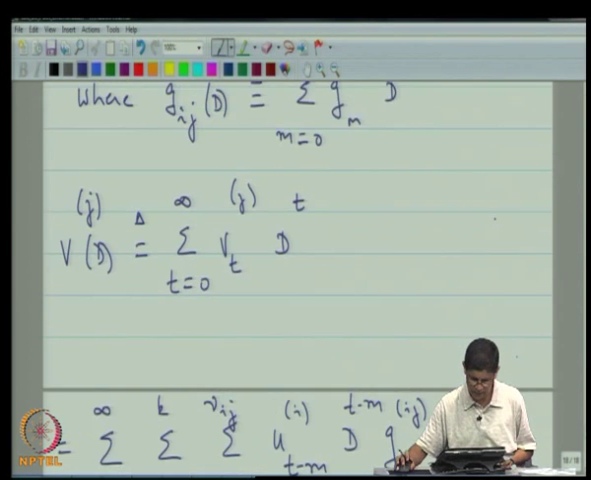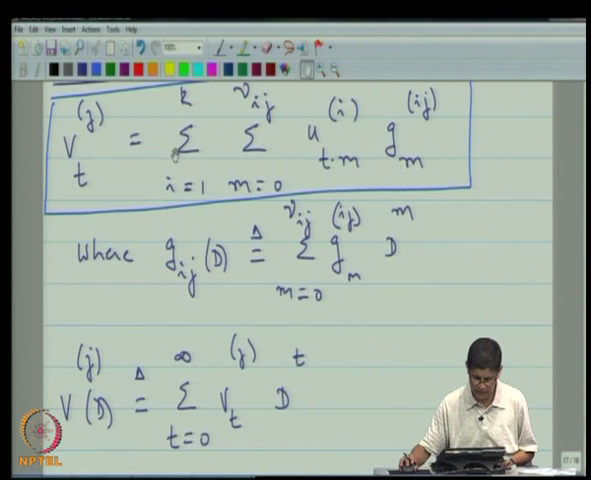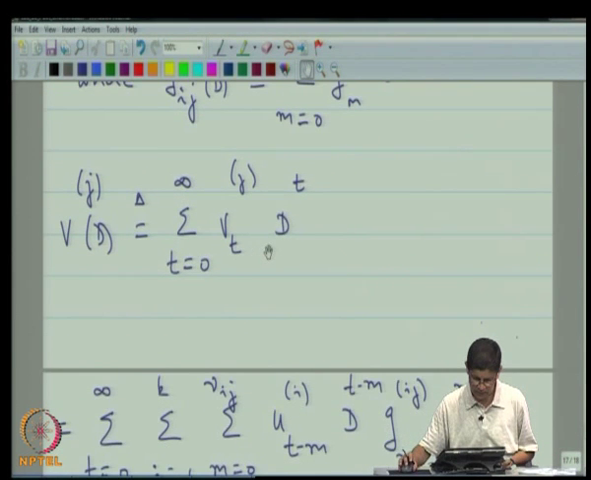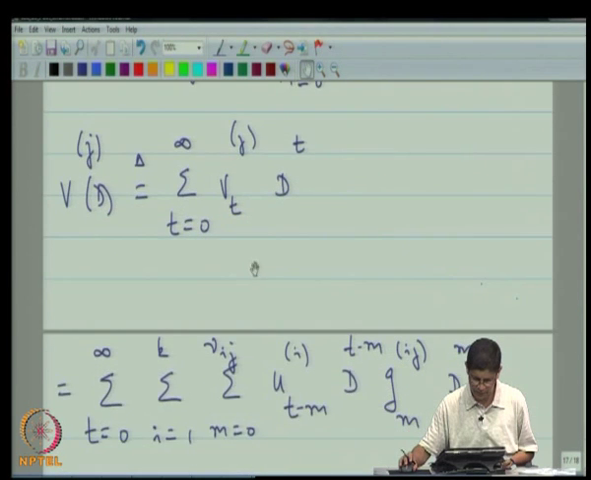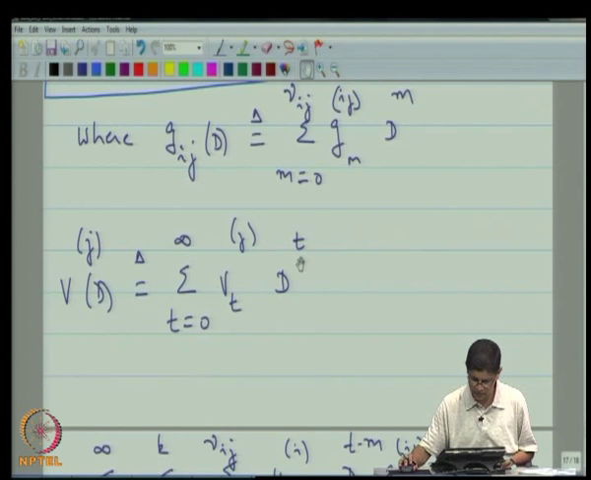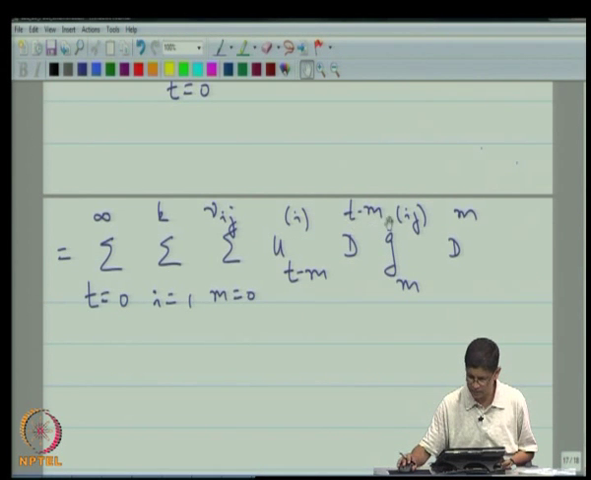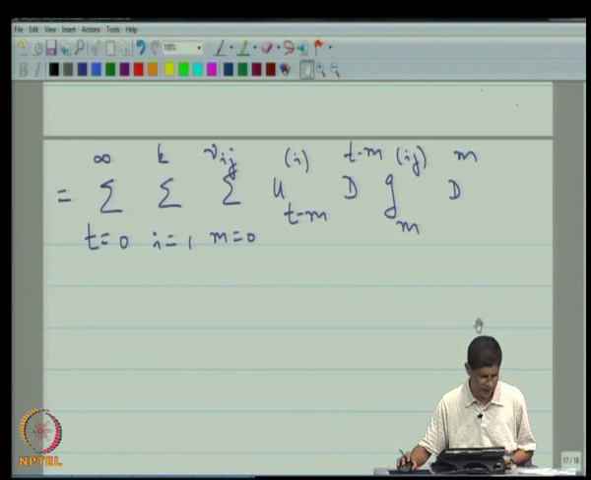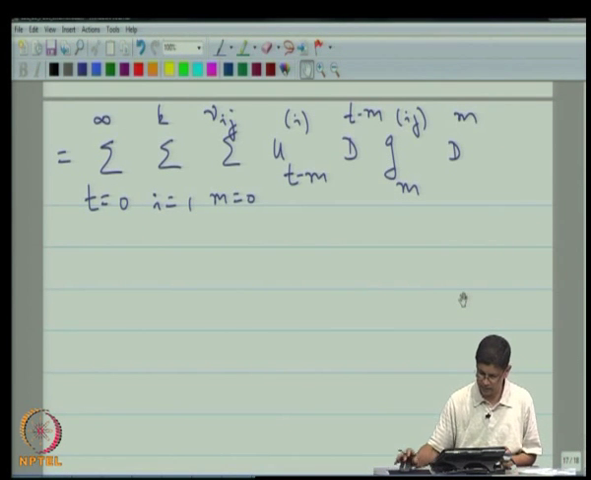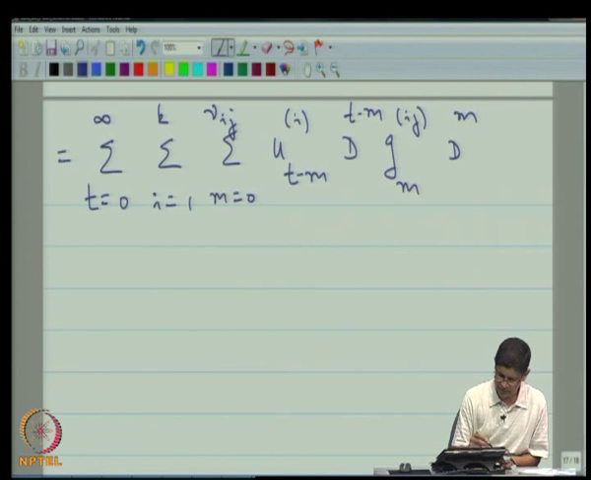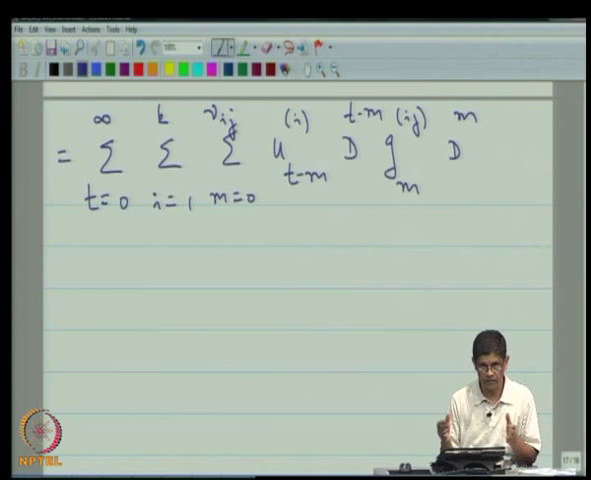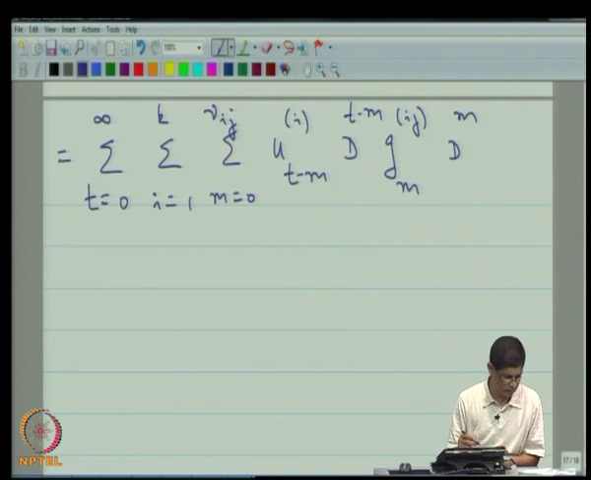So, all that I have done here is this is the definition right here of the output power series, and then we have this input output relationship. So, I have plugged in for V_j(t) here to arrive at this, and the other little thing that I did was that I took this D to the t term and I split it up into a D to the t minus m and a D to the m term, and that is a trick that you often employ in Z transforms whenever you want to show that a convolution results in a multiplication in the transform domain.